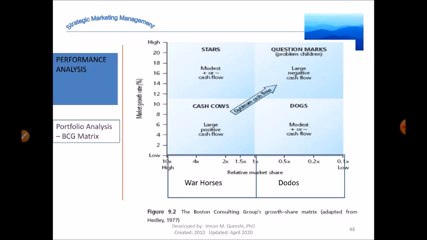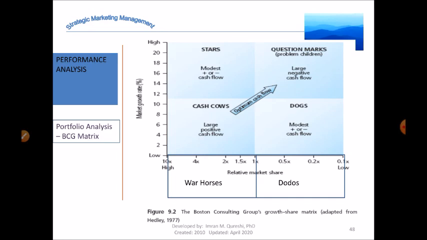Okay, BCG matrix is probably the easiest one because it's using only two measurement levels. It's using two variables, which is your market growth rate, and the other one is the relative market share. Market growth rate is given on the y-axis, and relative market share is given on the x-axis. And you've already studied all of this.